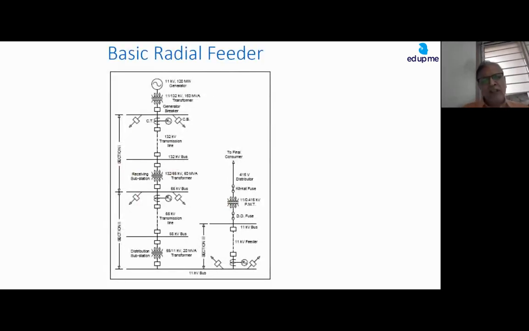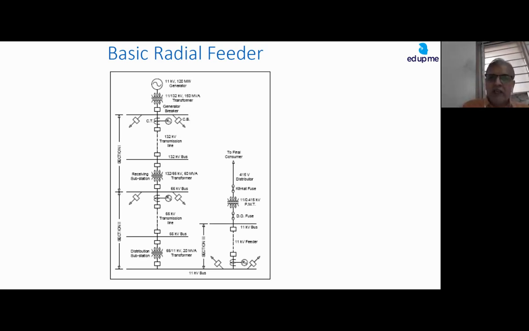So the simple radial feeder, once again, which we started with, I have added relays in this. 11 kV generator, a typical specification, 11 kV 120 megawatt, stepped up by generator transformer, 11 by 132 kV. Then I have got a 132 kV transmission line, which you can see is protected by a relay R1. But because we are passing some current of 1000 ampere, 500 ampere through the line, you cannot pass 500 ampere through the relay. Therefore, a current transformer is a must.